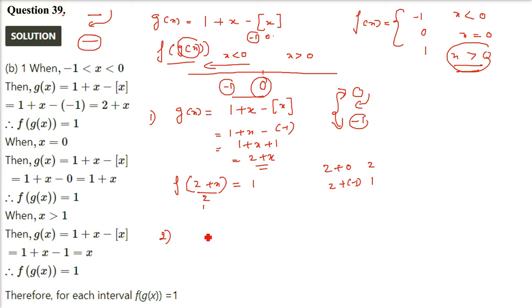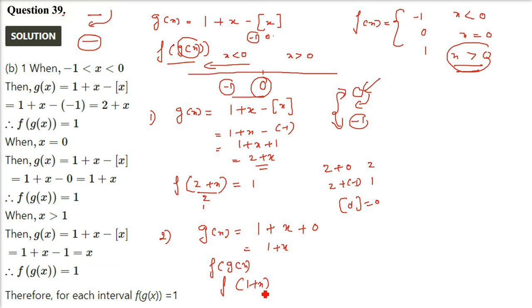Now coming to x equals 0. So g(x) will be 1 plus [x]. You can put directly 0 here because x is 0. There is no partition here. It is a direct value. Greatest integer function of 0 is 0. So 1 plus 0 is 1 only. So even if you put 1 plus 0 or 1 plus x, it doesn't matter because x is eventually 0. So as I said, 1 plus 0, this will be f(1). And since this is greater than 0, you are going to get f(x) equal to 1 again. So this is 1 and 1 for two partitions.